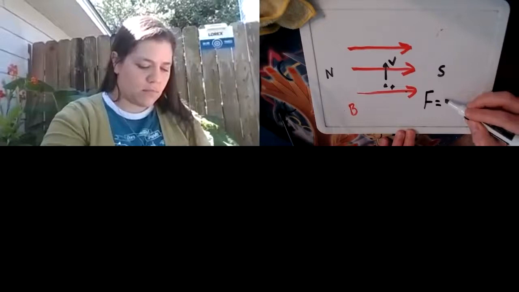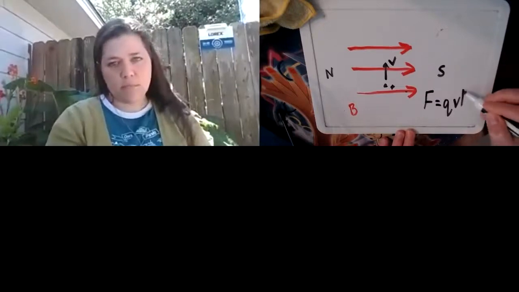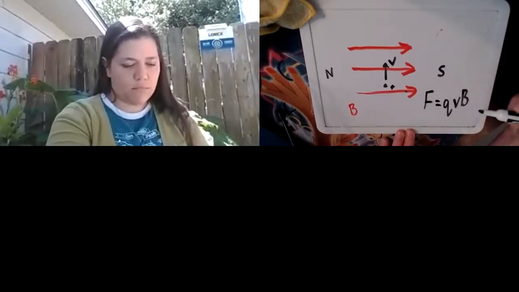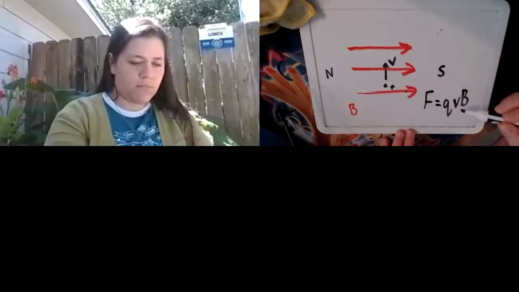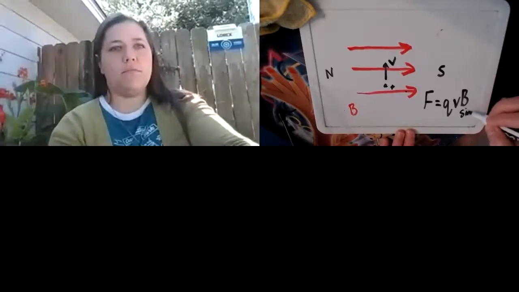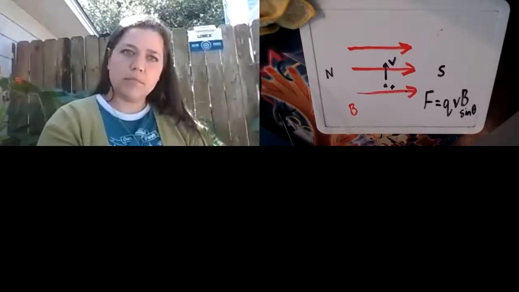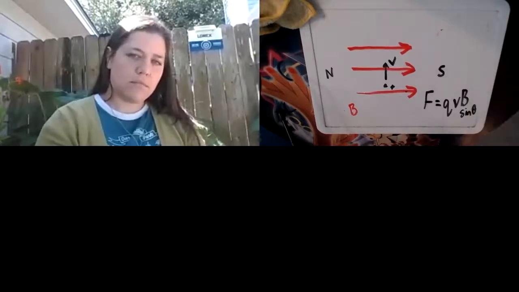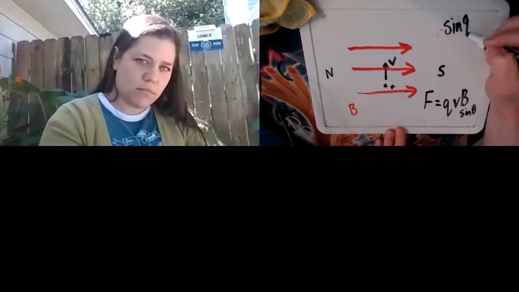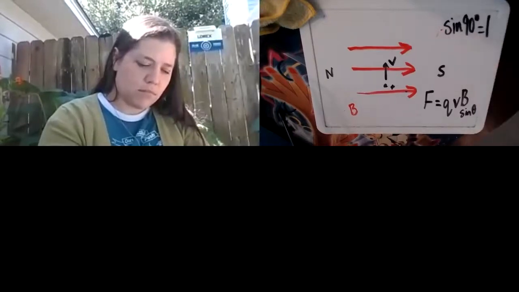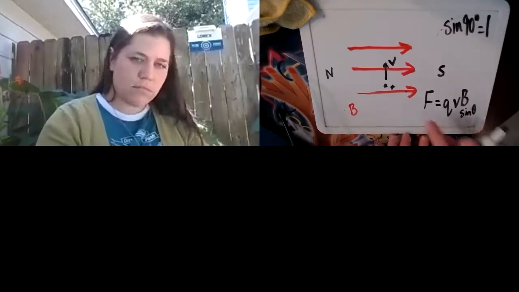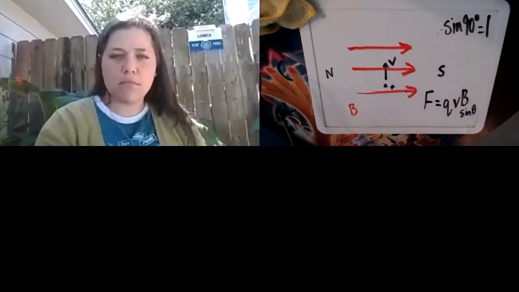We would say that the force is Q, V, B, and they like to use sine theta. In my class, the first thing I would describe is I want these to be perpendicular to one another. But they put that sine theta right there. And depending on your level of trigonometry, the sine of 90 degrees in degree mode on your calculator equals 1. So that's very valuable. Thank you, Tamba. So we've got the idea: as long as they're perpendicular, we get a maximum amount of force.